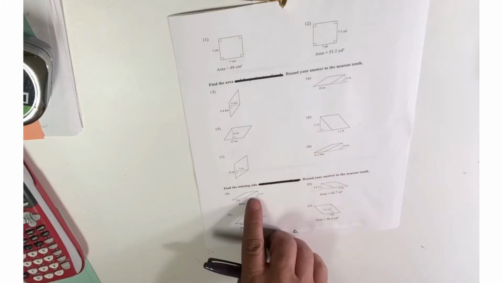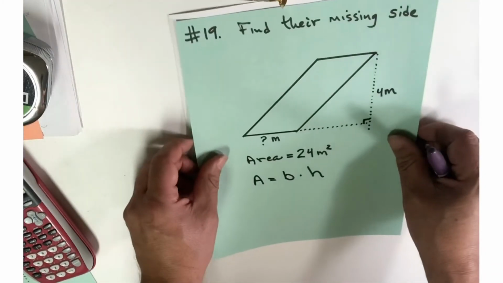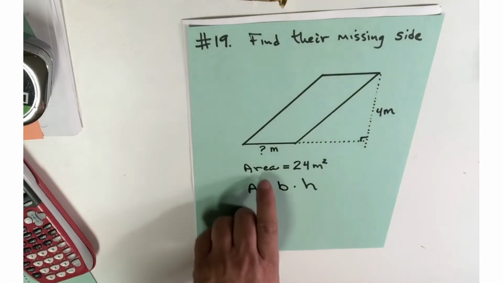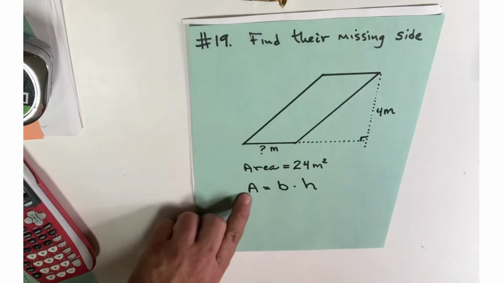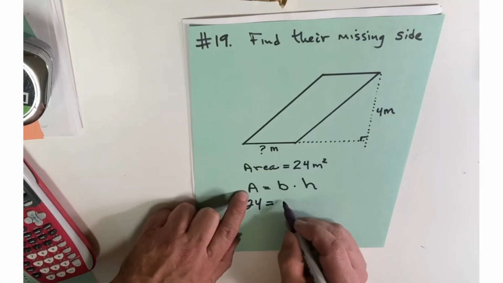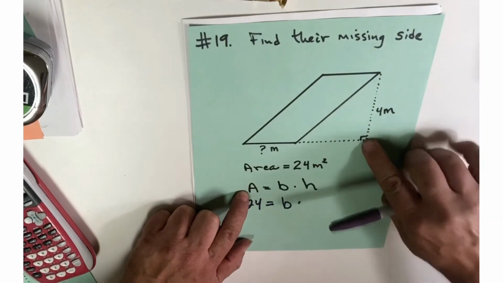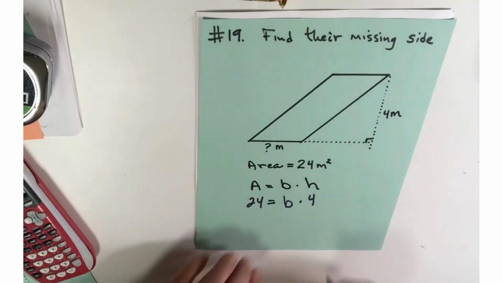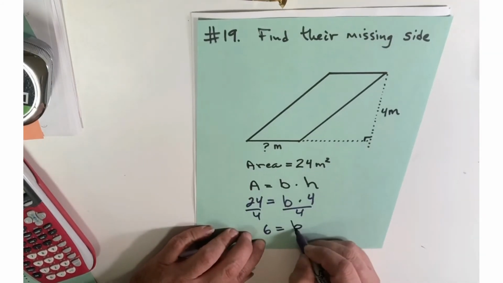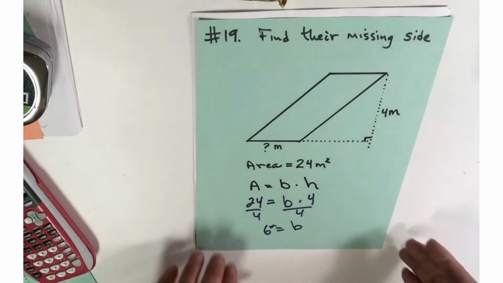Moving right along, the next one that begins a new section is number 19. Well, it too is a parallelogram. It says find the missing side. The area is 24, so wherever area is, you write 24. The base, I don't know it, so I will write base. The height is the one with the right angle over here. It is 4. So when you divide both sides by 4, 6 is equal to the base. 6 what? Yep, it is 6 meters.